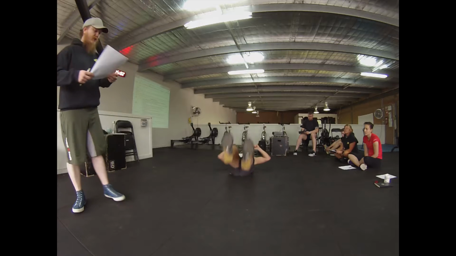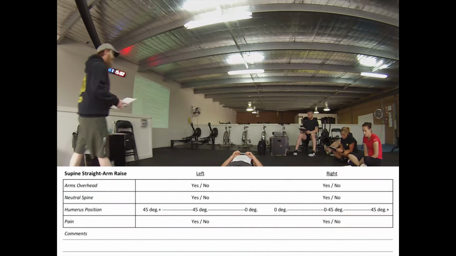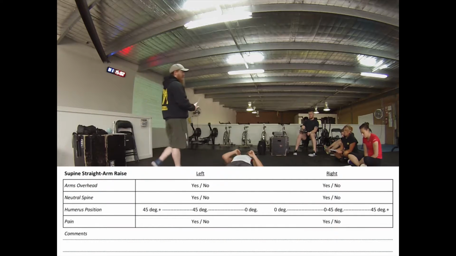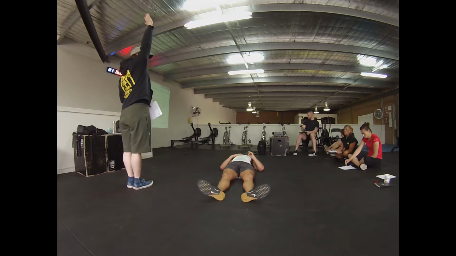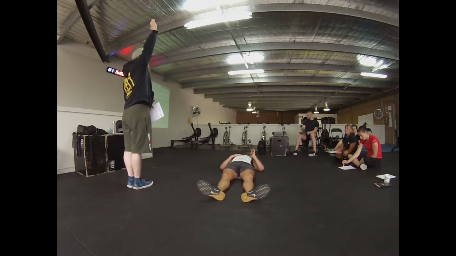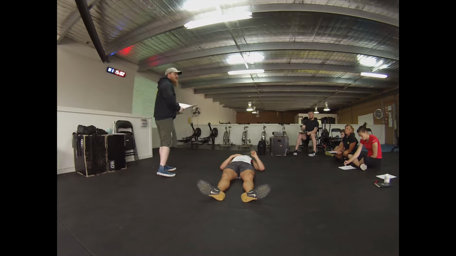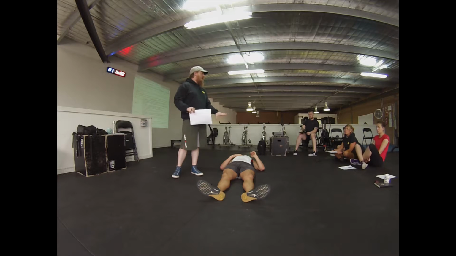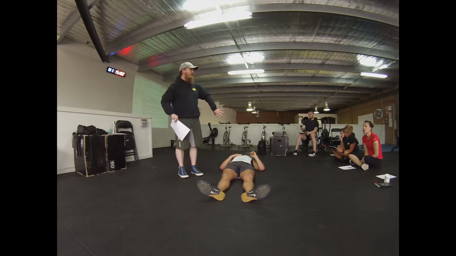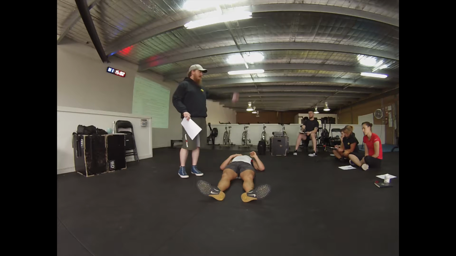So if you have a look at your form, we're basically looking, can we get the arms overhead? And by overhead, we're talking basically a straight line from the hand through the elbow, through the shoulder, down to the ground. If I was to look at them side on, could I draw a vertical line in this position between the hand, elbow, shoulder, hips, knees, and ankles? Neutral spine. This is the position we want.